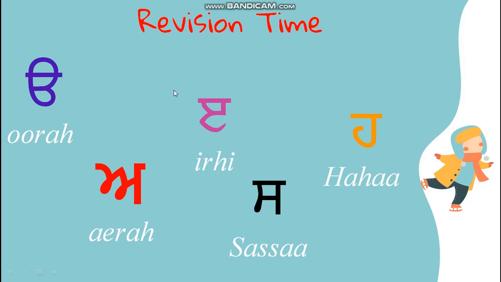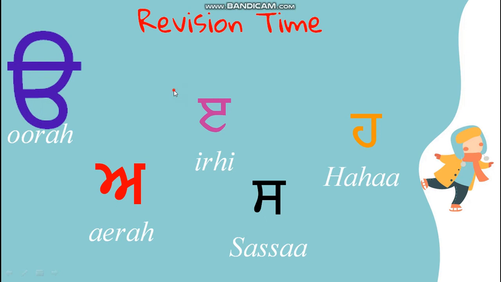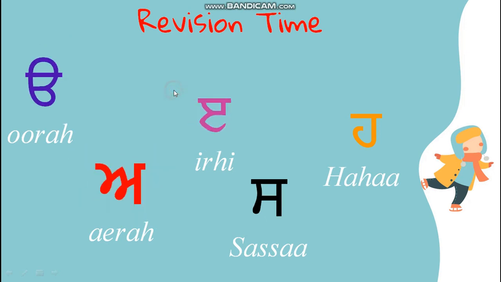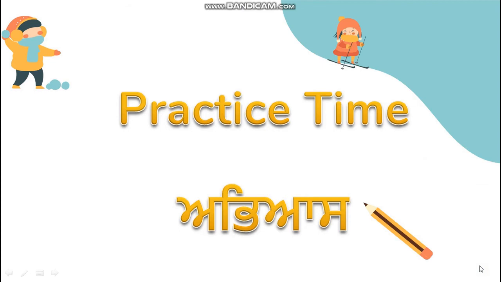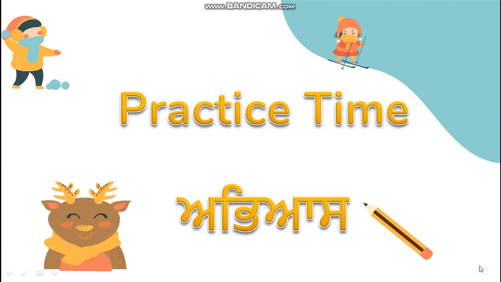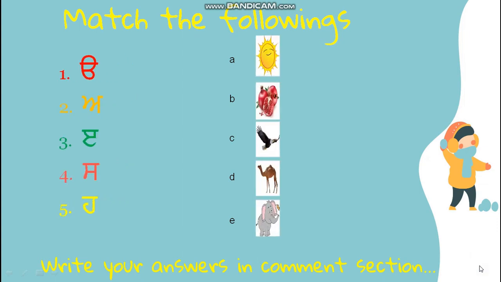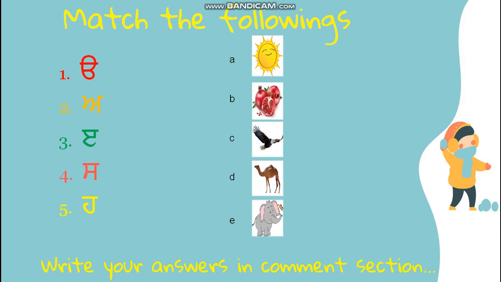Now let's revise once again. Uda, Eda, Edi, Sasa, Haha. You cannot escape from practice. You have to practice. You have to match the photos with the alphabets.